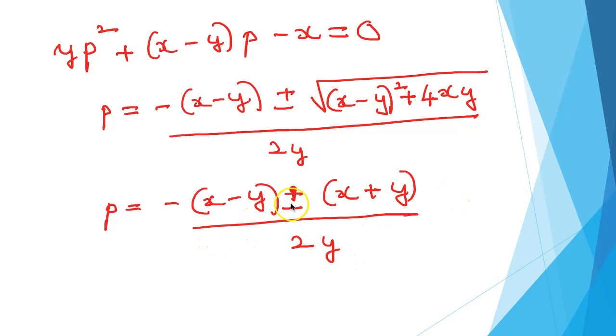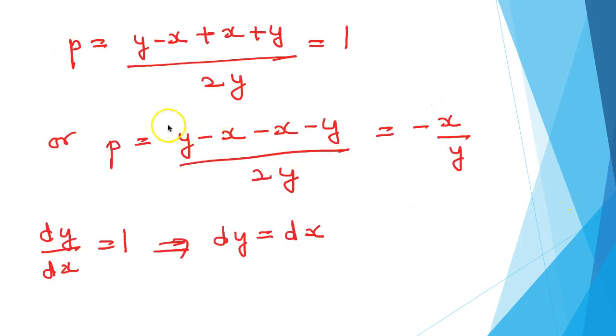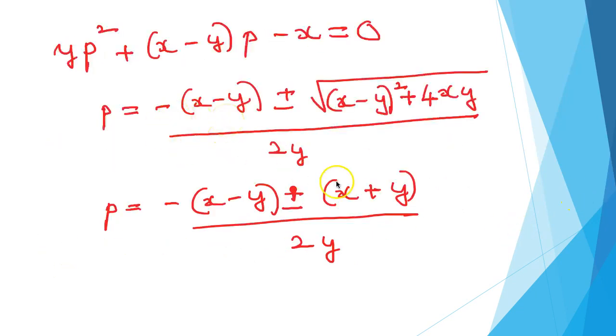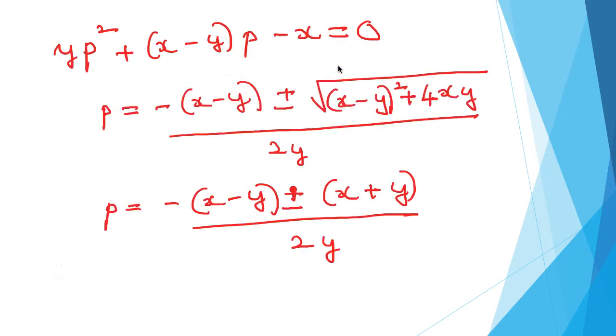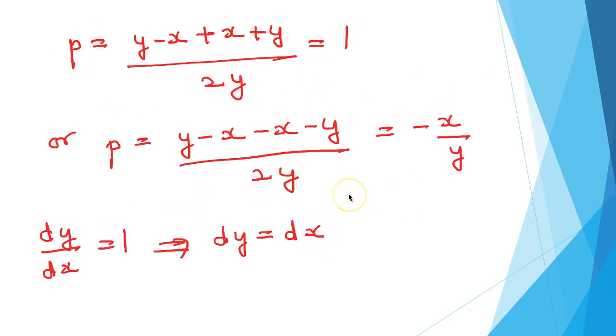Now we take two cases with plus and minus. So we get p equal to (y minus x plus y) by 2y. So you get it as 2y by 2y, which is 1. Or p equal to (y minus x minus y) by 2y. So what happens? The y gets cancelled and you get minus 2x by 2y, which is minus x by y.